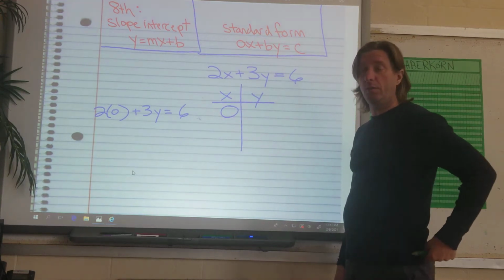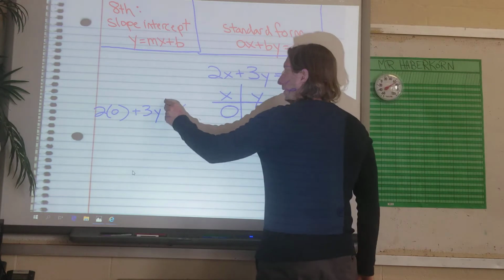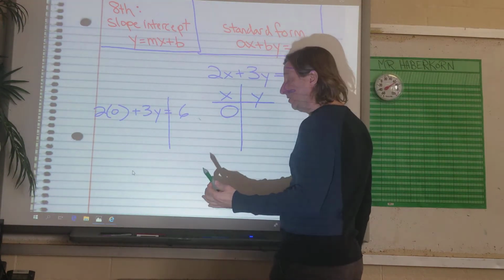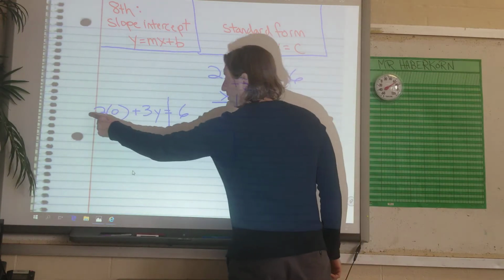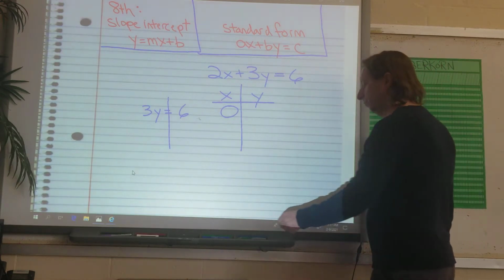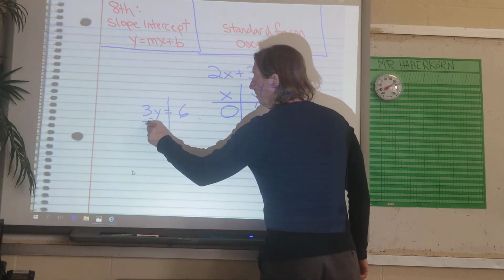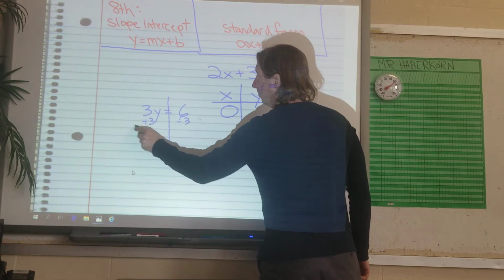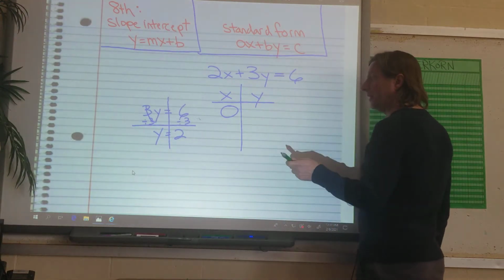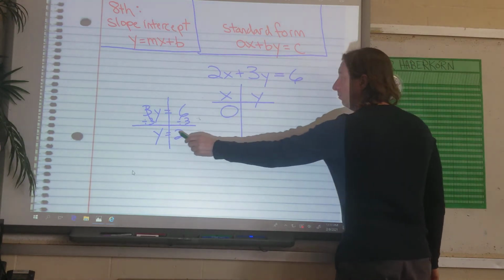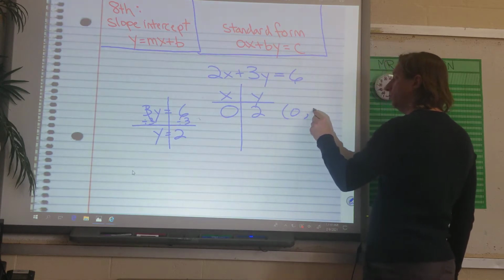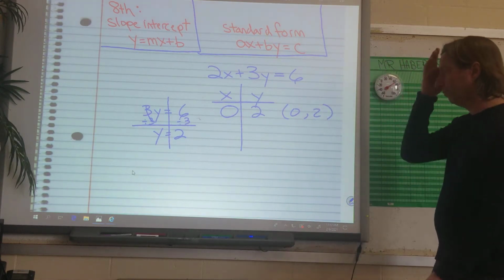Now we're going to solve it. You guys know how to solve equations, right? This is an easy one. 2 times 0 is what? It's 0, right? It's nothing. So what happens is this just goes away. And I end up with this simple equation. Divide by 3. And I get y equals 2. So what this means is that whenever x is 0, y is 2. And this is my first point, 0, 2, on my line.